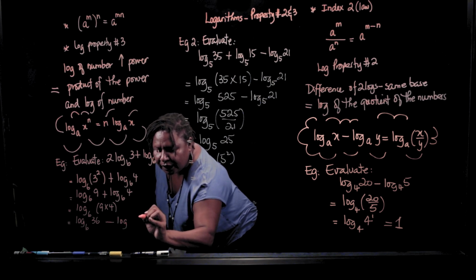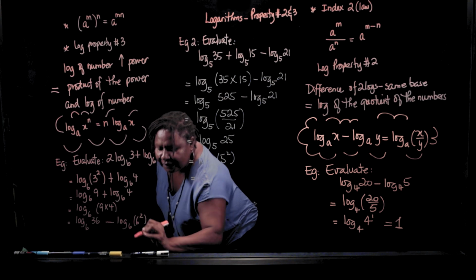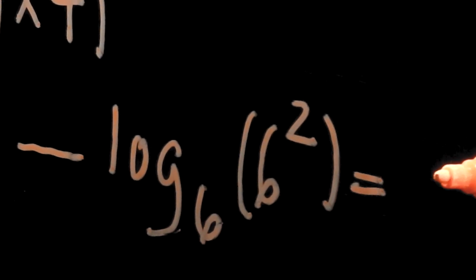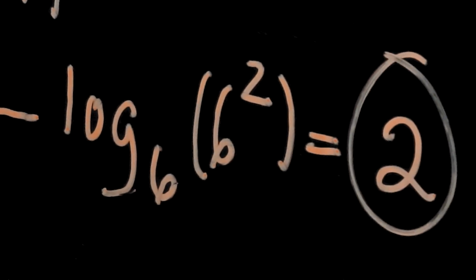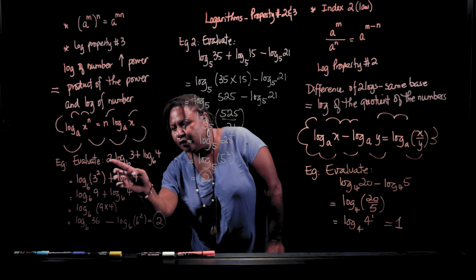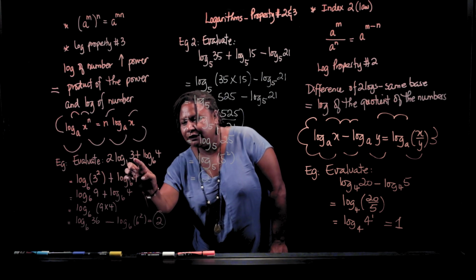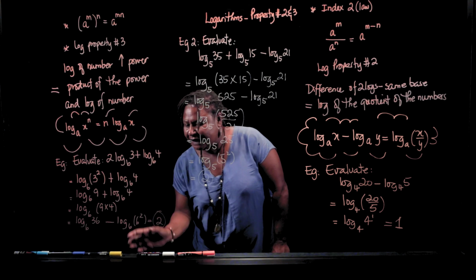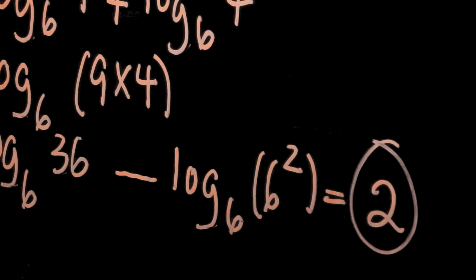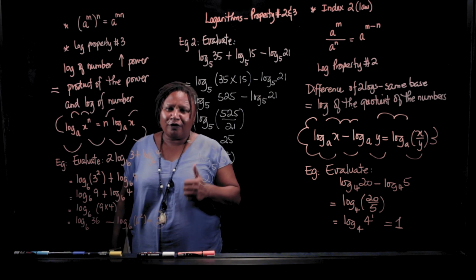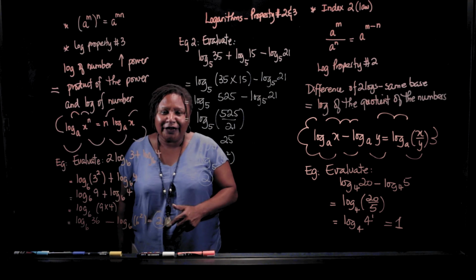So this will give us log 6 to the power of 2 to base 6. So our final answer will be 2. Okay. So our final answer here for 2 log 3 to base 6 plus log 4 to base 6 is 2.